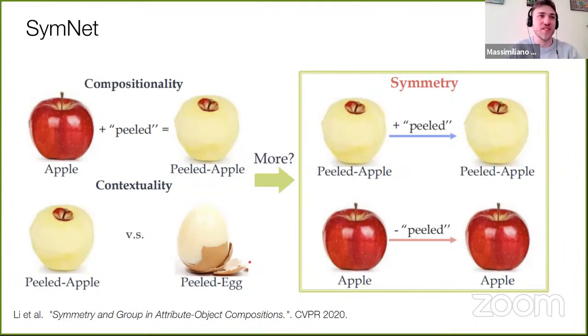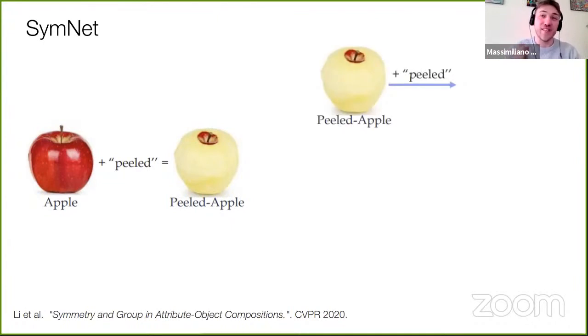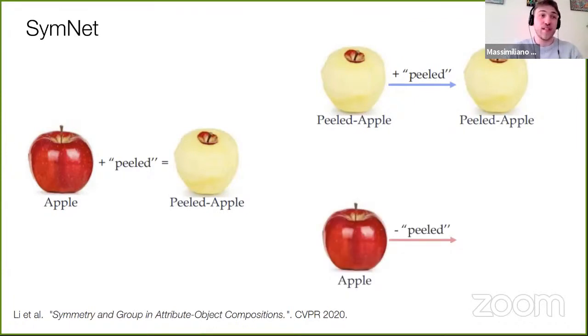SymNet models it from a different perspective, which is symmetry and group transformations. What I mean by that? Well, if you take an apple and you want to add the state peeled, you would obtain something like a peeled apple, hopefully. But if you take a peeled apple and you add the peeled attribute, a peeled state, you would not modify your representation because the apple is already peeled. And similarly, if you take an apple that is not peeled, and then you take out the peeled state, you would still be on the same apple because the apple was not peeled to begin with.